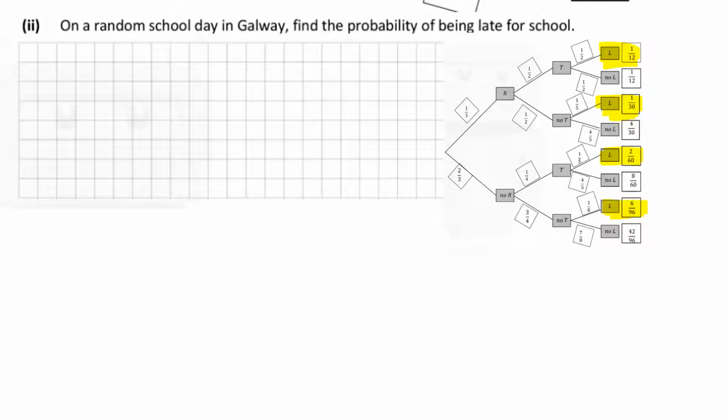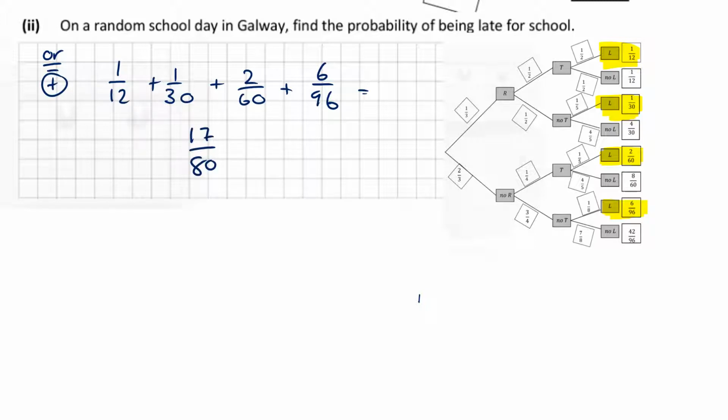So the word or, if you remember, we're adding. So what I'm going to have is a 12th plus a 30th plus 2 over 60 plus 6 over 96. Brilliant. And when I add all that together, I get 17 over 80. And I would leave that as a fraction because they did say when we're filling in the tree to leave it as a fraction. Okay.